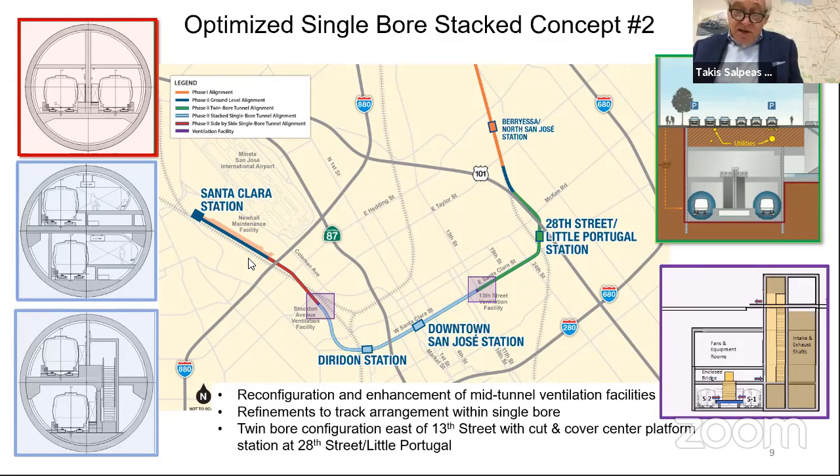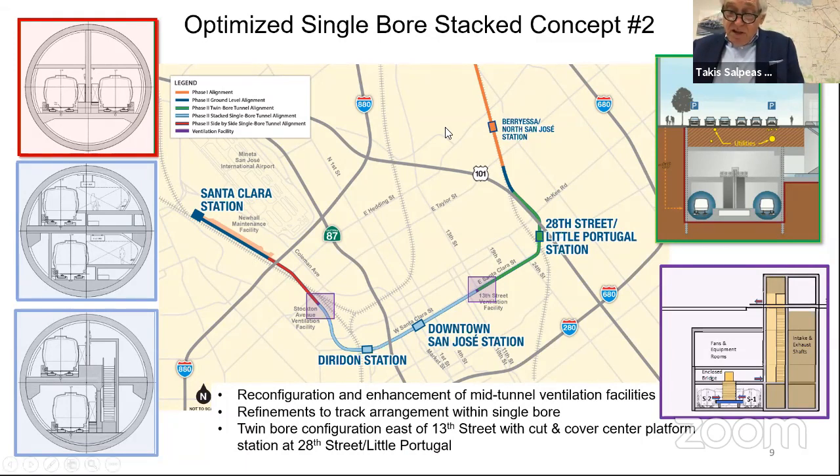Is there anything we can do? And we decided to put on the table for us to think and see if we can reach a consensus with BART, which was the most important thing. What can we do? We decided to look at the twin bores.